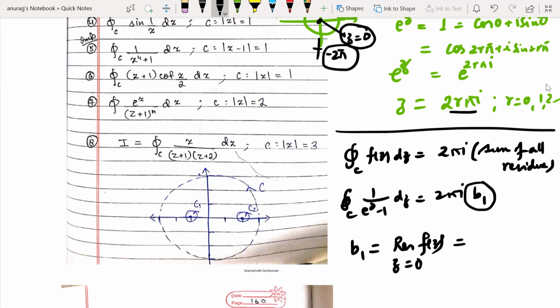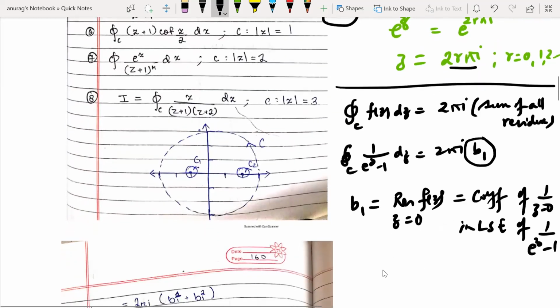Can you tell me how to find it? Yes, it will be the coefficient of 1 upon z minus 0 in the Laurent series expansion of f(z). What is f(z)? 1 over e to the power z minus 1. So can you expand it?